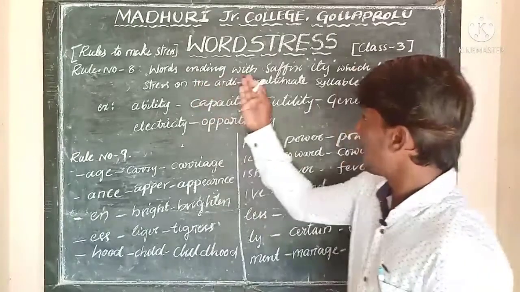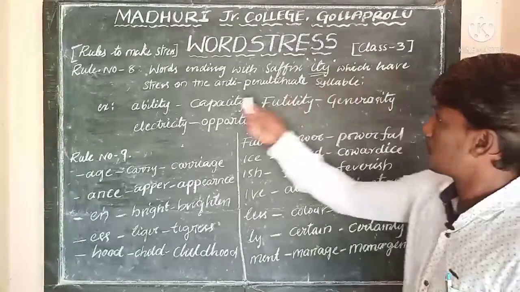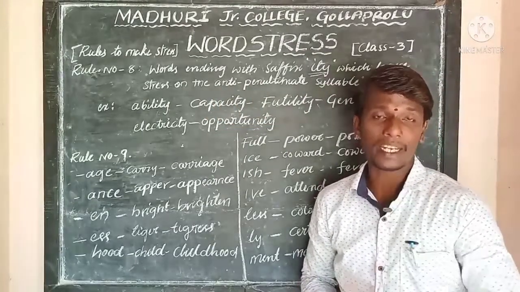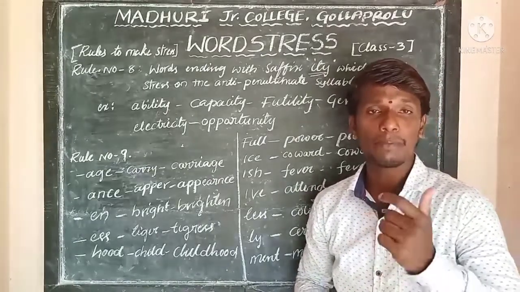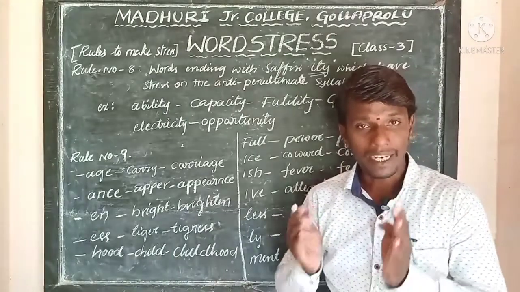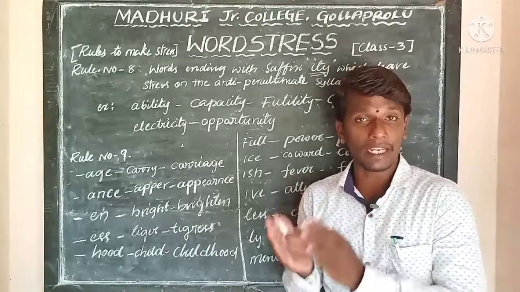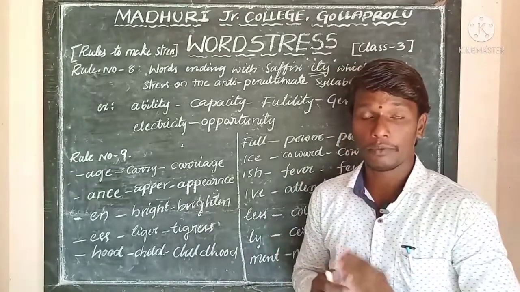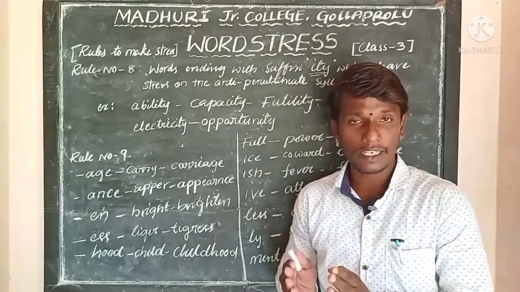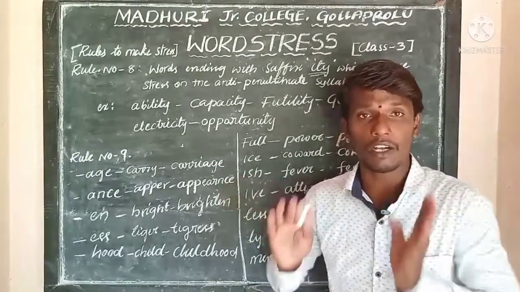Now see, words ending with the suffix ity have stress on the antepenultimate syllable. Antepenultimate syllable means third syllable from the last, whereas penultimate syllable is second from the last. When words end with the suffix ity, stress is on the third syllable from the last. That means we need to count the syllables from the last onwards.